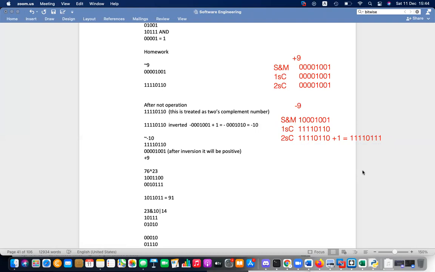If you cannot remember, this will be a teaser. For positive numbers, all three are the same: sign and magnitude, 1's complement, 2's complement.